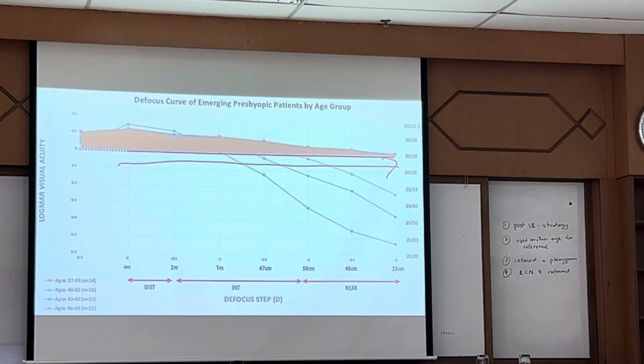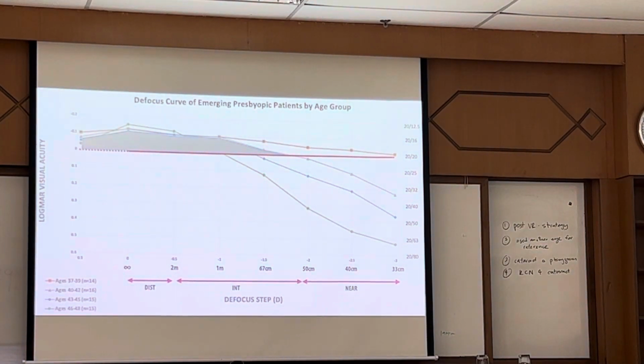Progressively with age, the patient has worsening vision at distance and at near. Now the patient can only see until intermediate. At age 43 and 45, the patient can see only around 50 centimeters. And lastly, at age 48, the patient can only see until 1 meter. So with the defocus curve, we can see the worsening progression of vision, especially at near and intermediate, in this age group. So far, any questions?